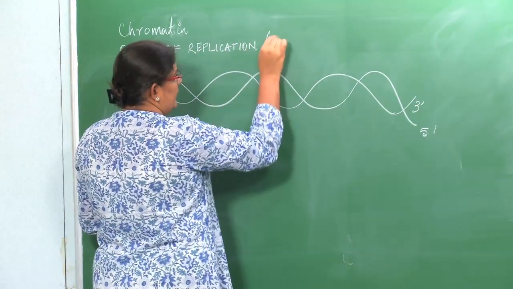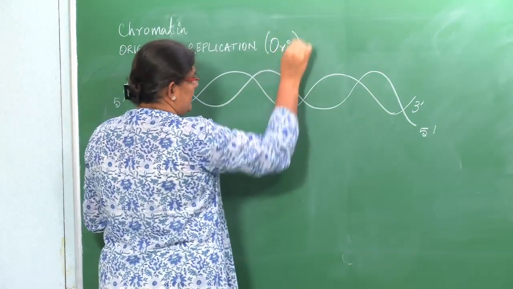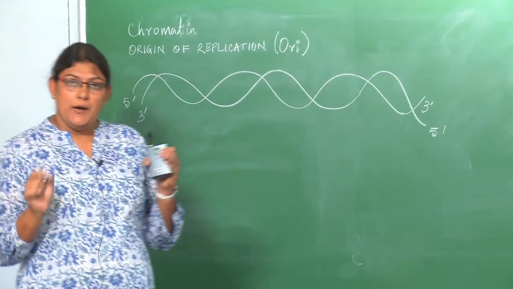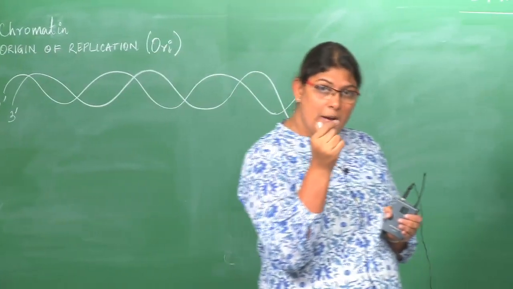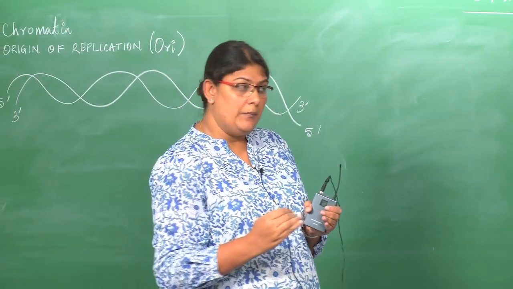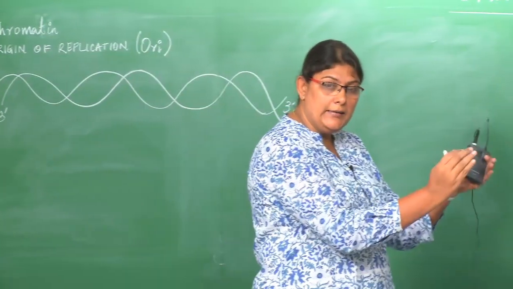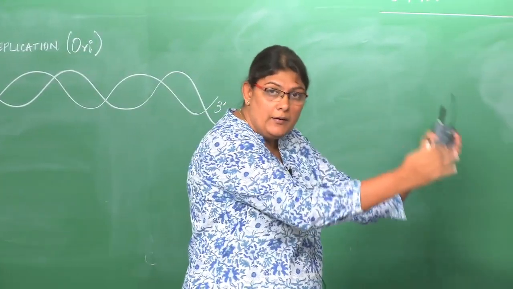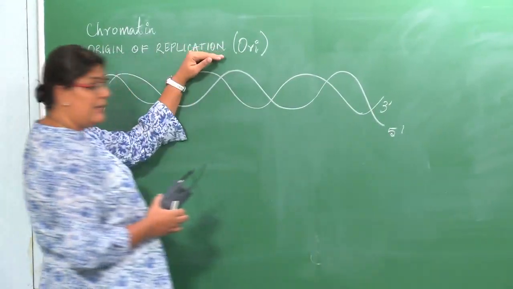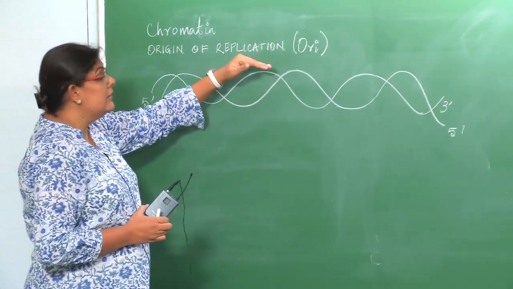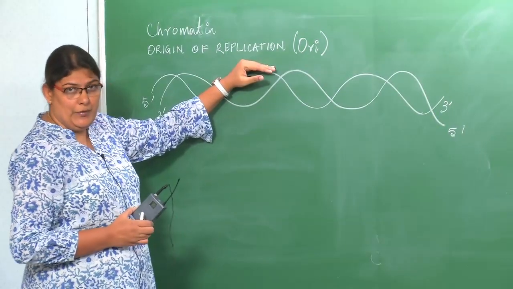In bacteria, it is called the ORI sequence. So, there are specific regions on the DNA double strand which will direct the entire machinery of DNA replication to that point, telling them that this is where the DNA replication should start. That region where the replication actually starts is called the origin of replication.